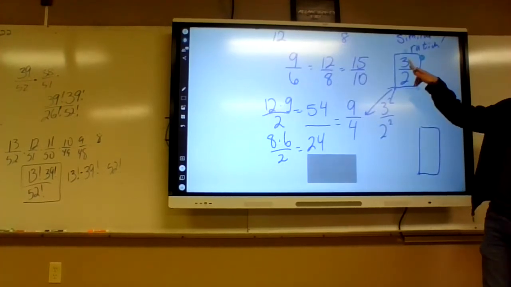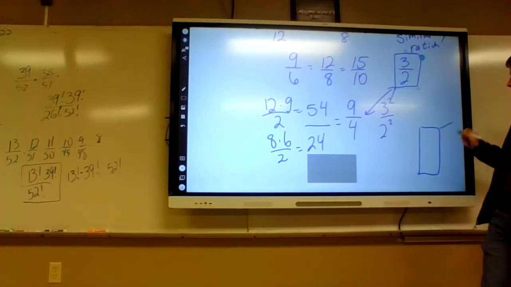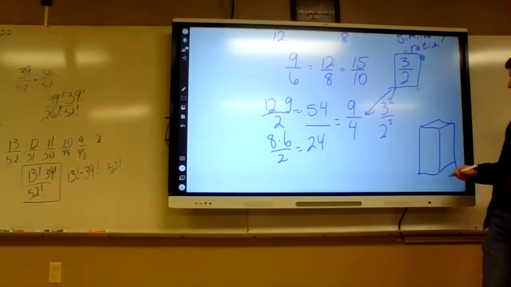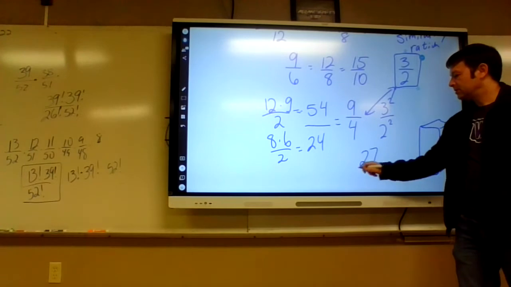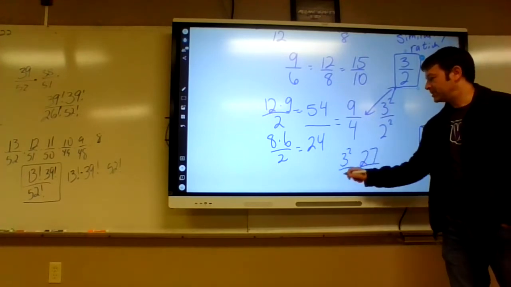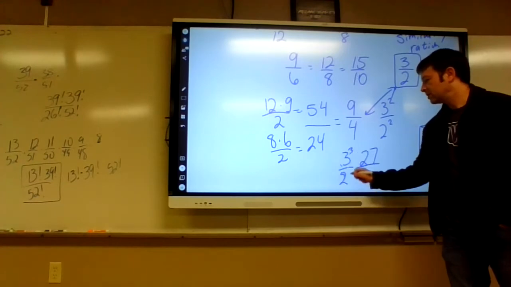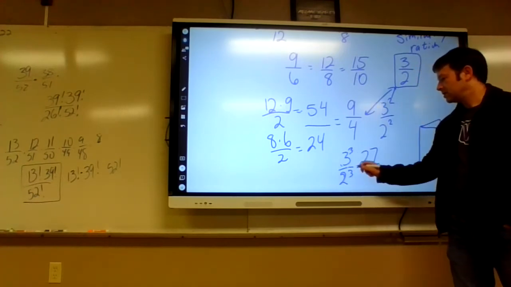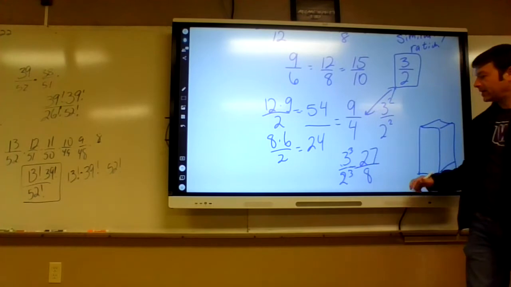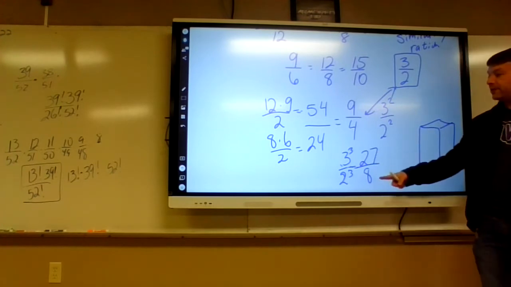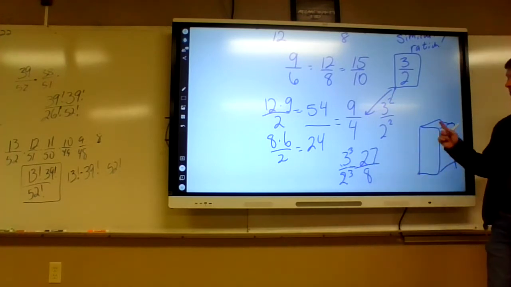So, do you guys know what 3 cubed is? 27. And 2 cubed is 8. Okay, so this would be the ratio of the volumes if you had a three-dimensional shape.